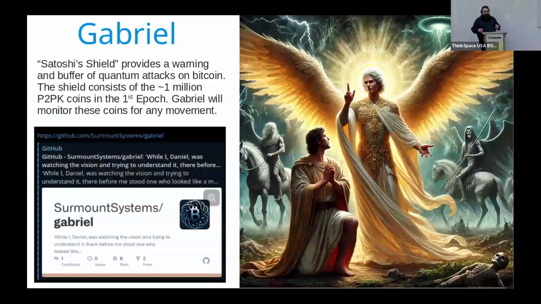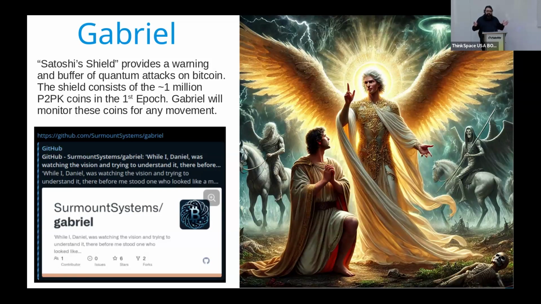At Surmount Systems, we're also working on an indexer we call Gabriel, which essentially keeps track of what we call the Satoshi Shield. There's essentially 1 million Bitcoin that were mined by somebody who looked a lot like Satoshi, or could have been Satoshi, according to what's called the Patoshi pattern. If you ever want to look that up, it's a very interesting story.